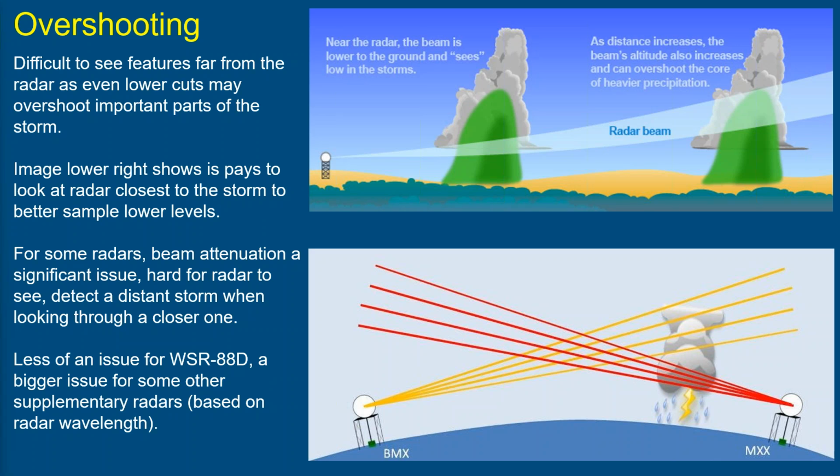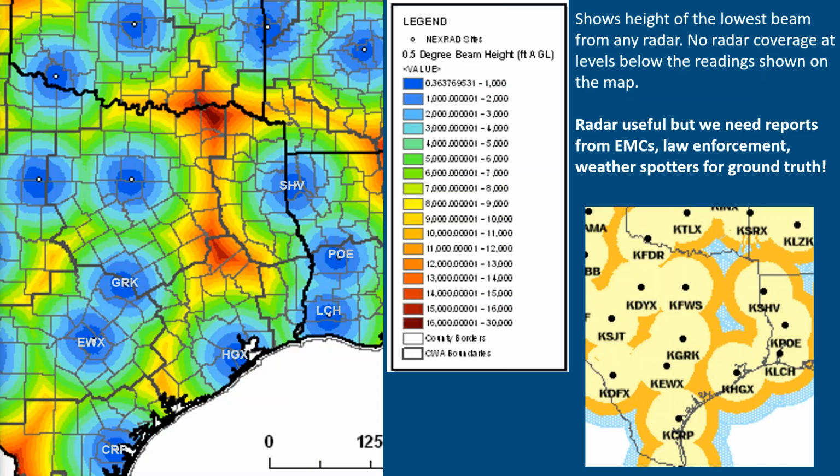It also is important to look at the closest radar to get that low-level detail, and that's what the image in the lower right is meant to show: that you're seeing low levels in the nearby radar, but in the more distant radar, you're not getting that useful low-level information.